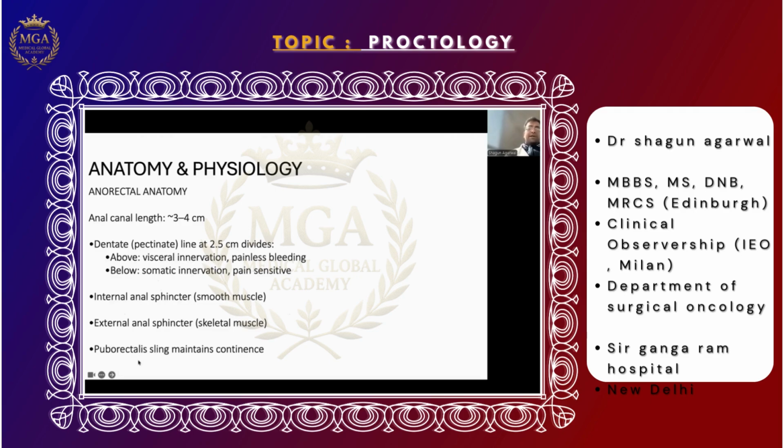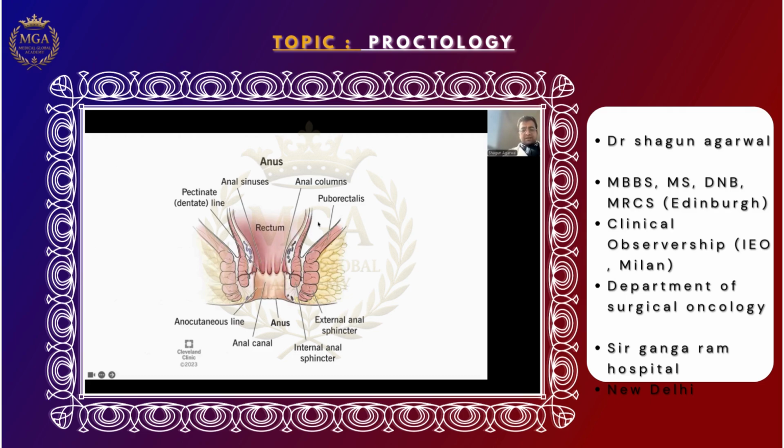And the puborectalis muscle sling comes from the pubic symphysis, goes behind, turns around the rectum, and then goes back again and inserts in the front. This gives basic continence, so that any stool that collects in the rectum doesn't pass off immediately. The internal and external sphincters give additional continence to the puborectalis muscle sling. That's the basic anatomy, borrowed from the Cleveland Clinic.